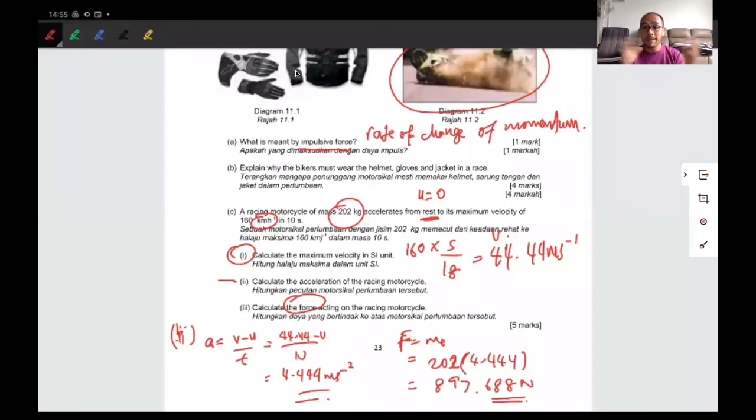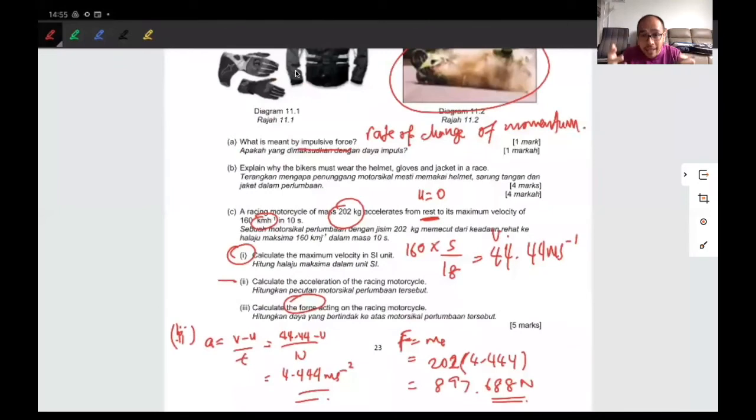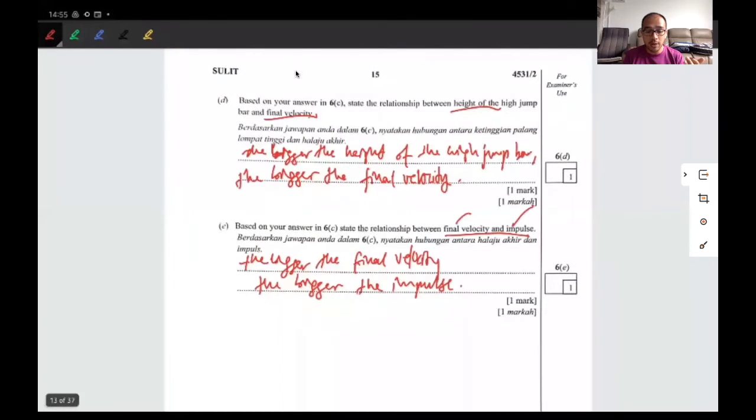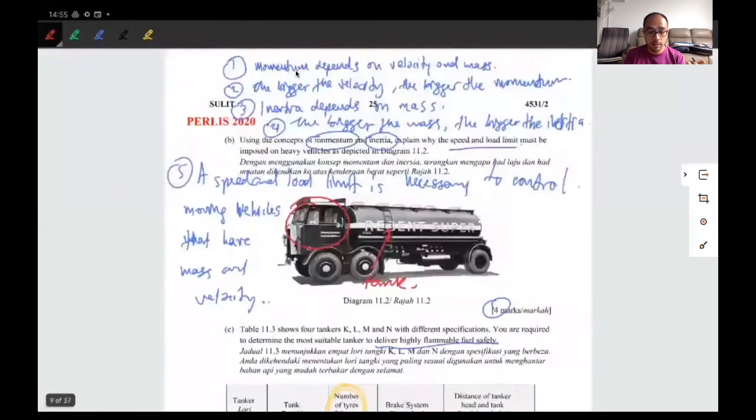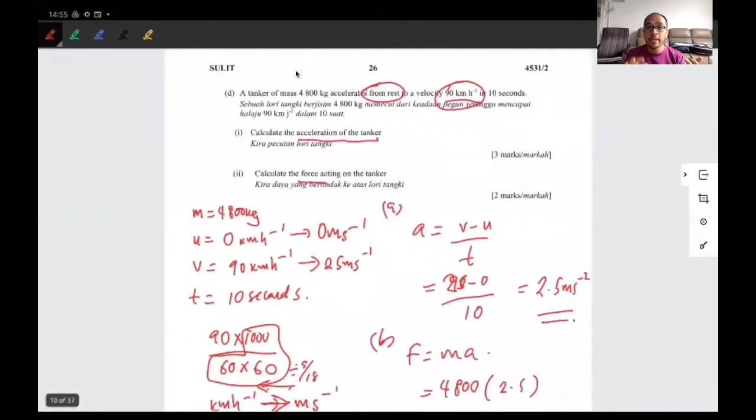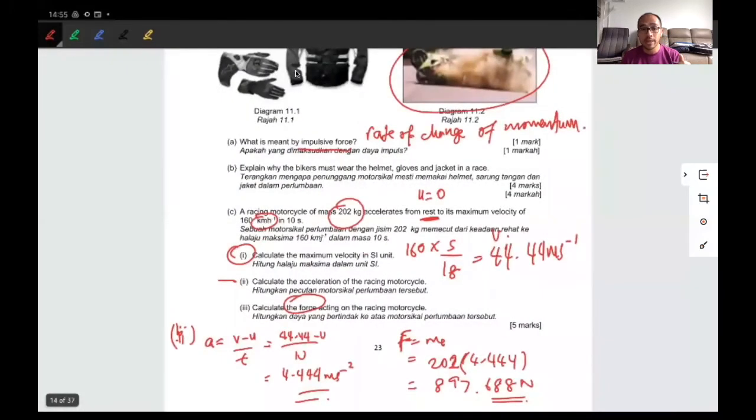So see the pattern now. The previous question we had the same question, except that in this question from Malacca, they are more helpful. They actually tell you to change the kilometer per hour to meters per second. Just now, the question that we answered, which is from Perlis, they didn't even tell you to change the kilometer per hour to meters per second. So be very careful with this unit stuff. Always change it to SI unit. Meters per second is meters per second.